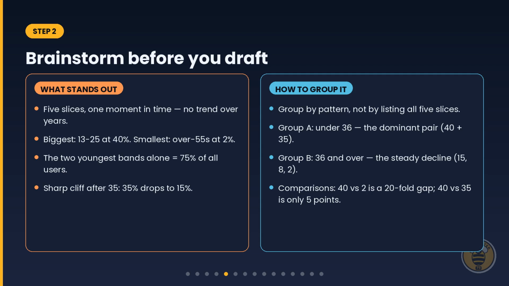On the right, how to organize it. Do not list 5 slices one by one. Split them into 2 groups. The dominant pair under 36 and the steady decline from 36 upwards.